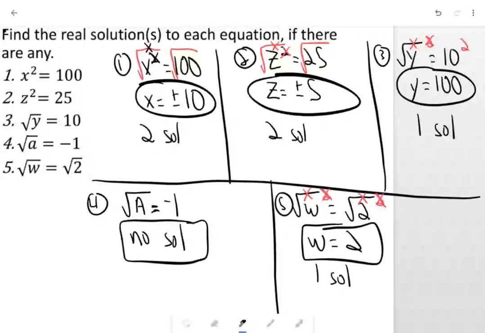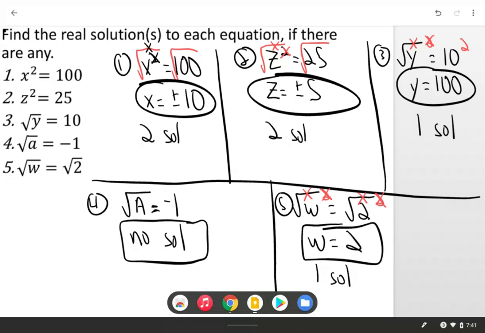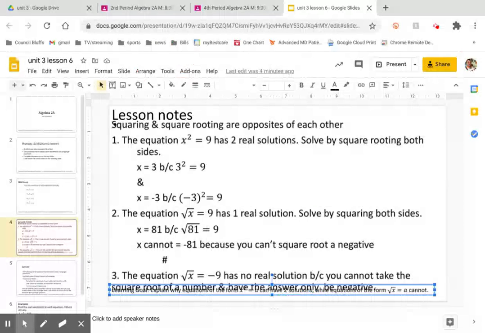So to sum up here, if I have an equation like number 1 or number 2 where I have x squared equals a positive number, there are two solutions. If I have an equation like, say, number 3 and number 5 where I have the square root of x equals a positive number, that has one solution. If I have an equation like number 4 where I have the square root of x, or in this case a, equals a negative number, that has no real solution. And that is it for lesson 6.